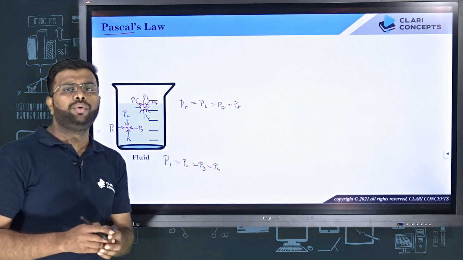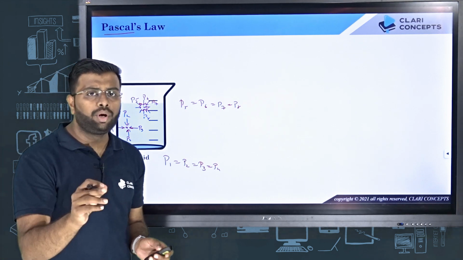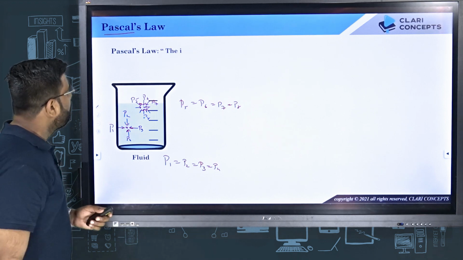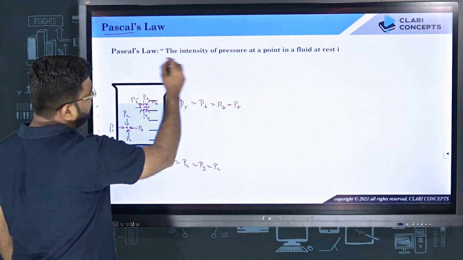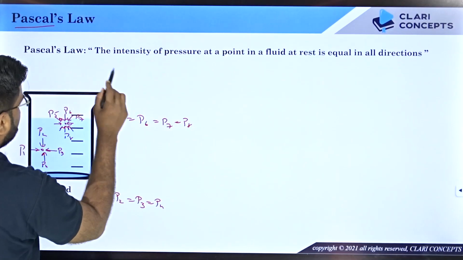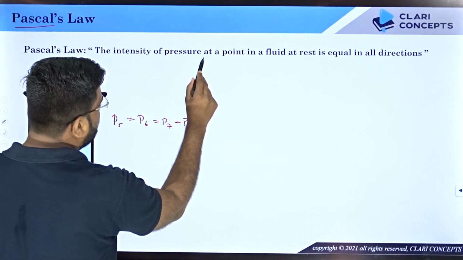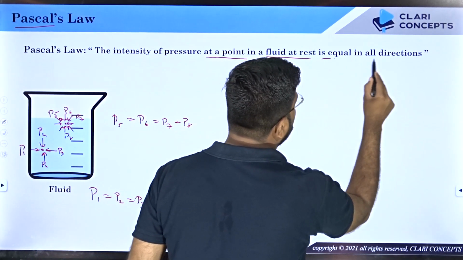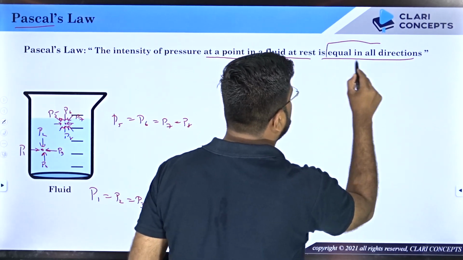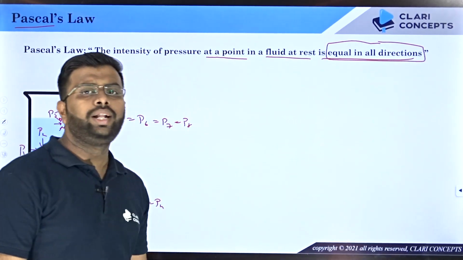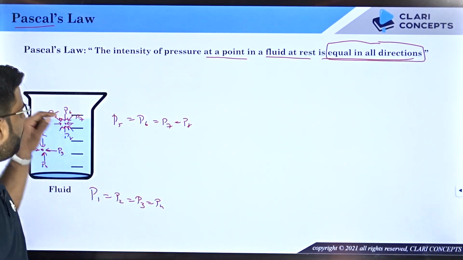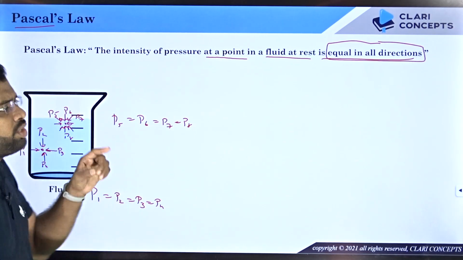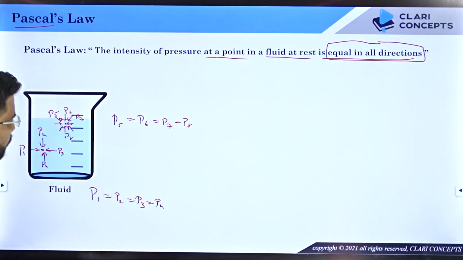So now today what will we be doing? We are trying to derive or prove this. We cannot directly believe what Pascal said, right? So we will prove that. First of all, we will see the statement. Pascal's law says that the intensity of pressure at a point in a fluid at rest is equal in all directions, meaning that at any given point, the intensity of fluid pressure from different directions will be equal. Clear? So let us prove this.